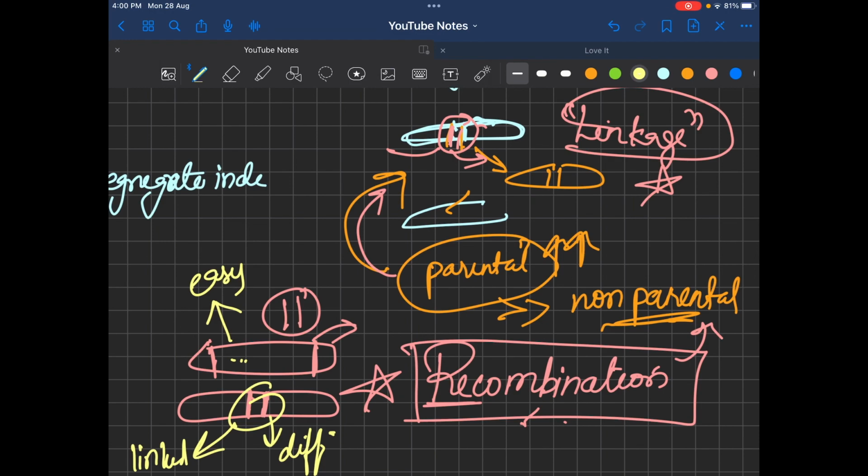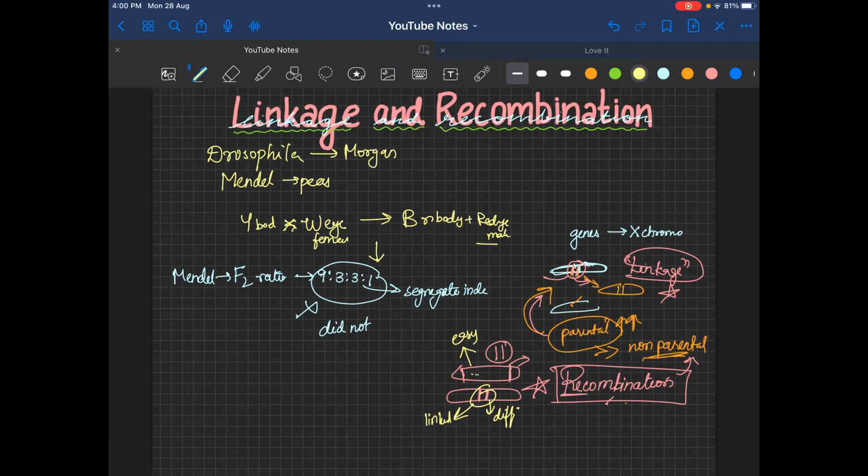So when Morgan did the cross in Drosophila, what he found was 1.3% recombination, only this much recombination in white and yellow, but 37.2% recombination in white and miniature wing. So these were the differences he found.